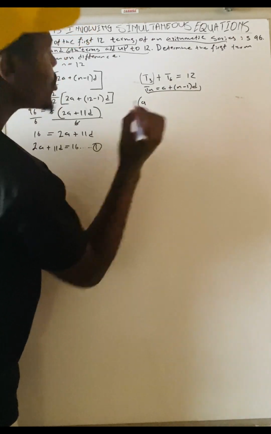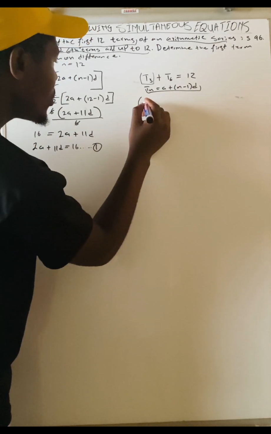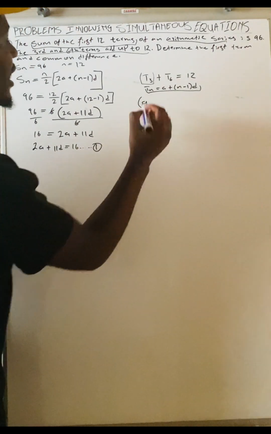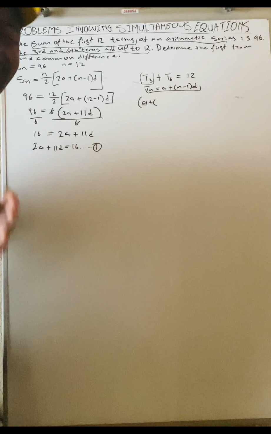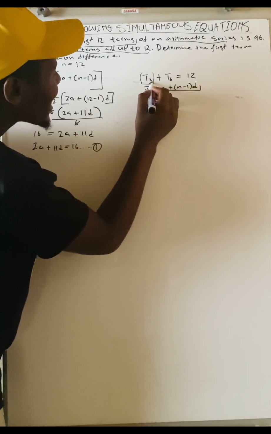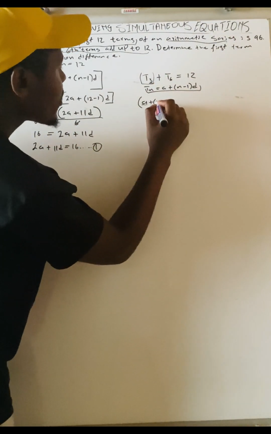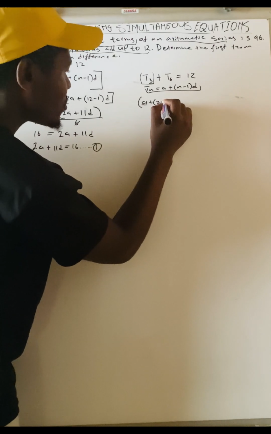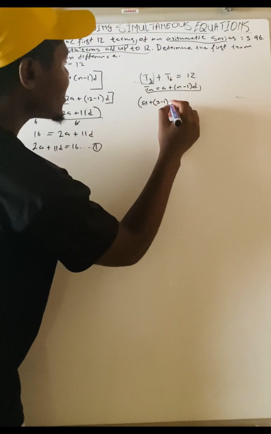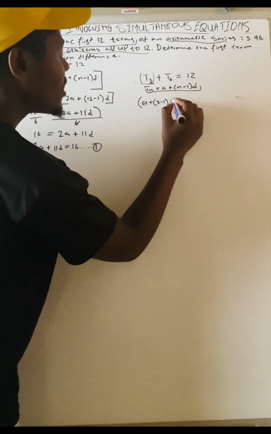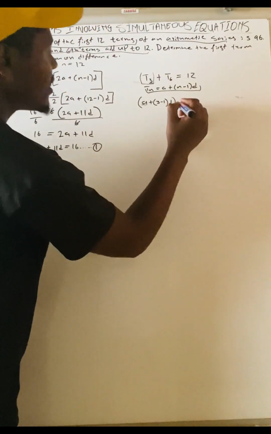Do you have A? No, you don't know A, so you write A. Then plus. What is your n? Your n is 3. You write 3 minus 1. Do you know d? You don't know d, so you write d. You can close the brackets.